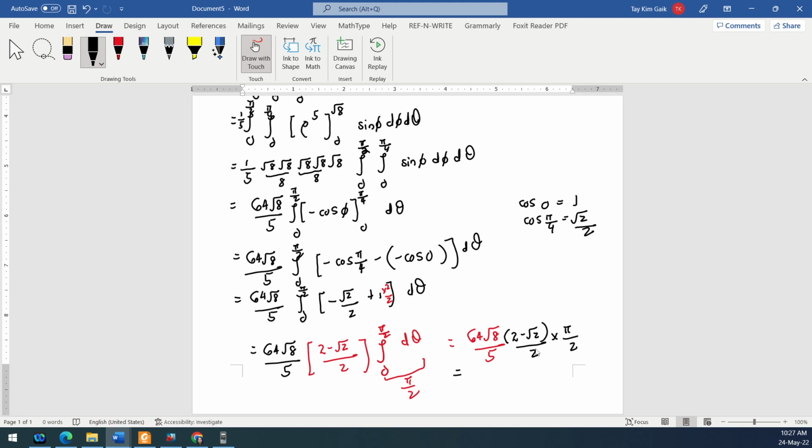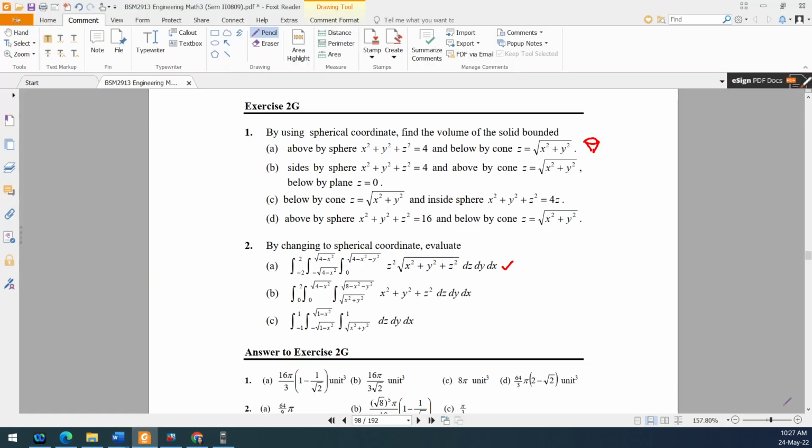So 2 times 2 is 4, which cancels with 64. So you get 16 root 8 divided by 5 times 2 minus root 2. Okay, let's check the answer.